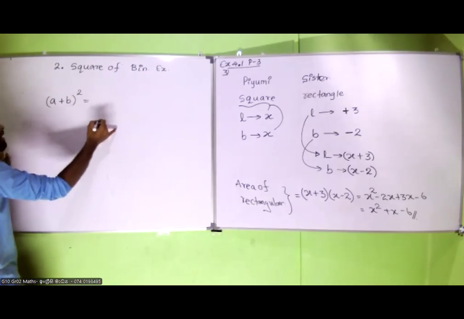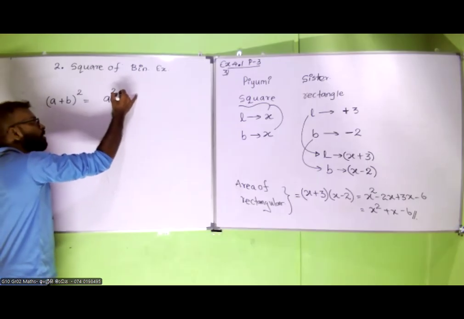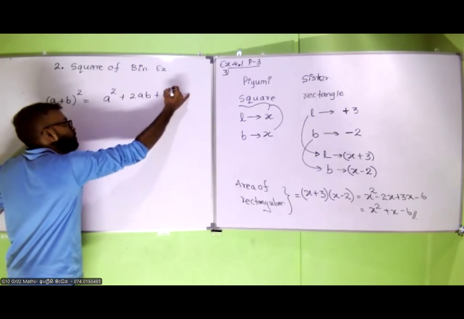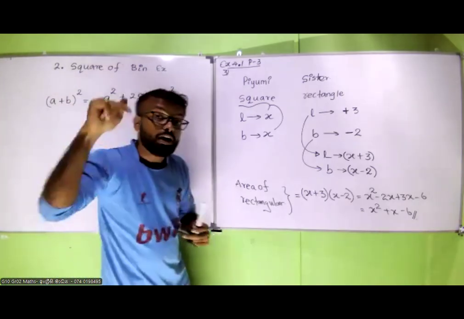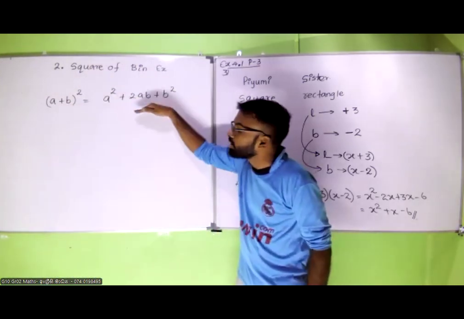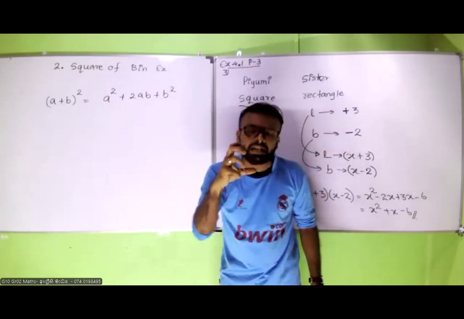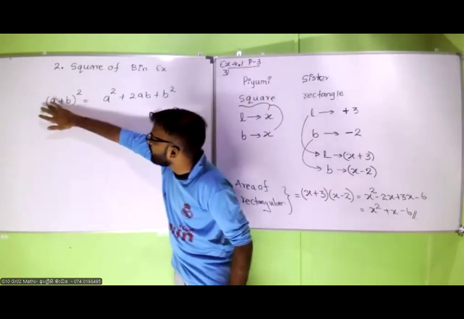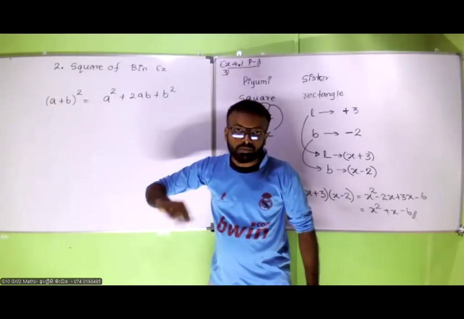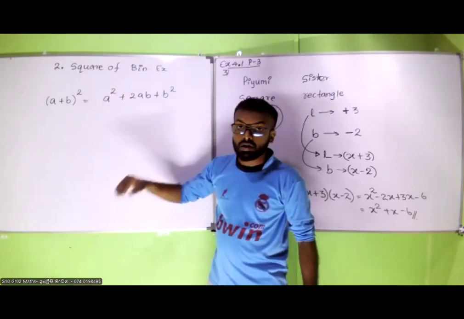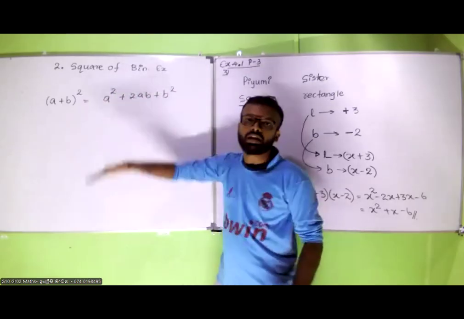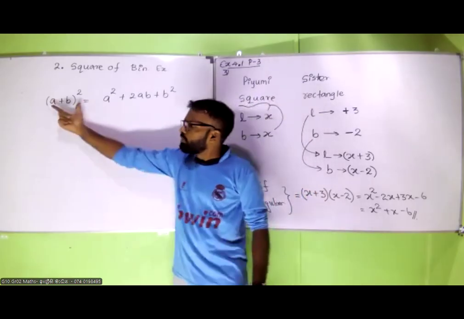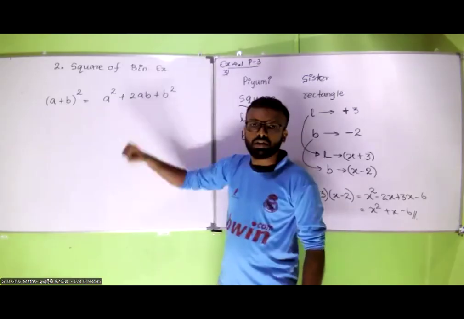So we can obtain it like that: a to the power 2 plus 2ab plus b squared. You need to remember this in your exam. You can directly apply it anywhere, if you have the square of a binomial expression. If you see something like that, you can use this directly.